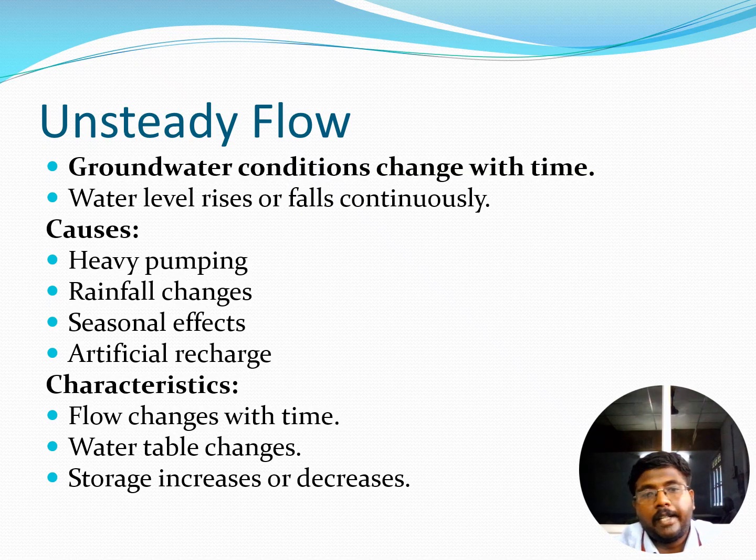Automatically, the water level rises or falls continuously. The main causes of unsteady flow are heavy pumping, rainfall changes, seasonal effects, and artificial recharge. The main characteristics of unsteady flow are that flow changes with time, the water table changes automatically, and storage increases or decreases depending upon the rainfall.